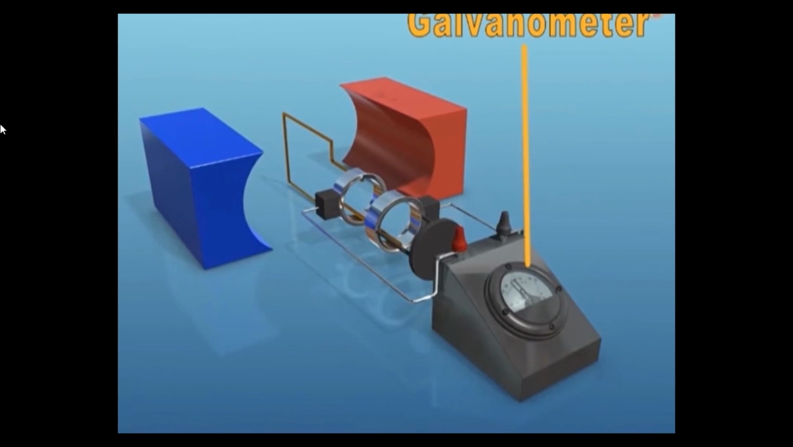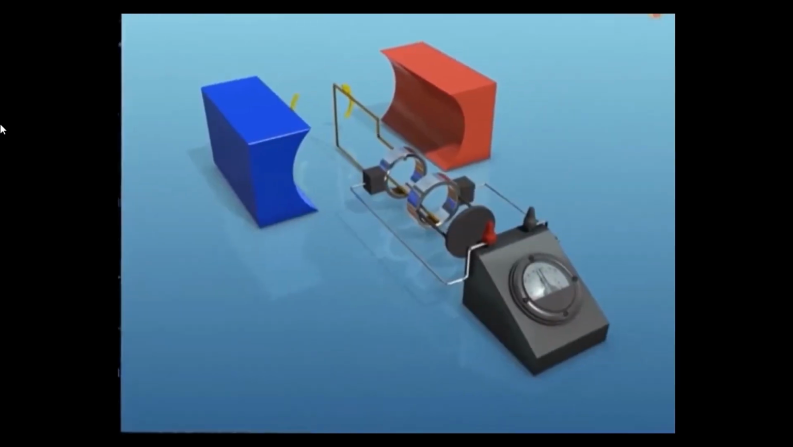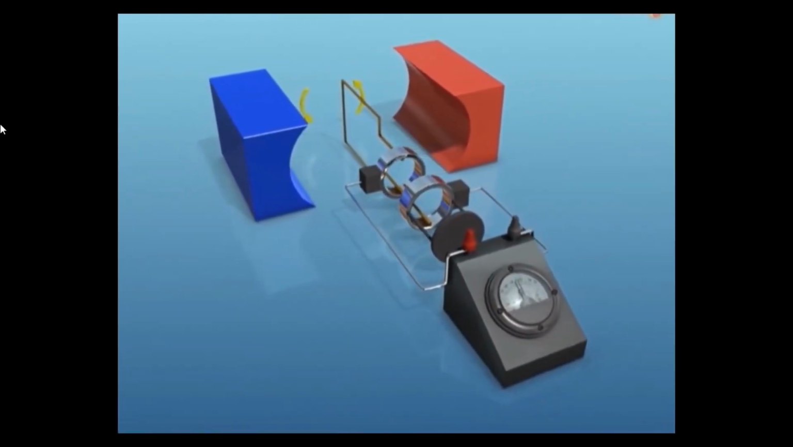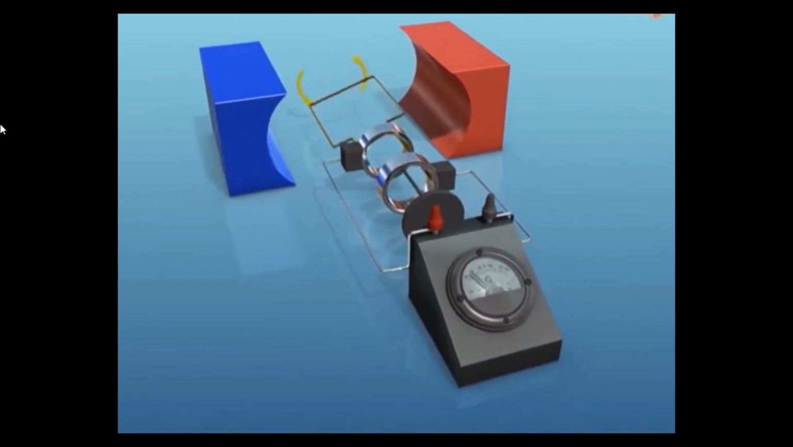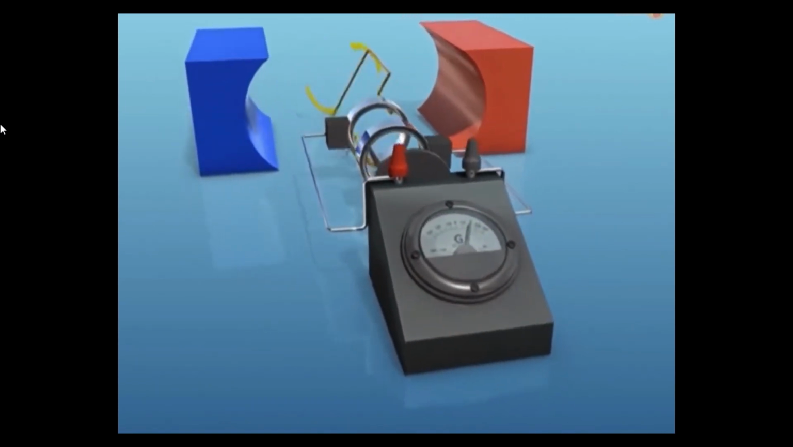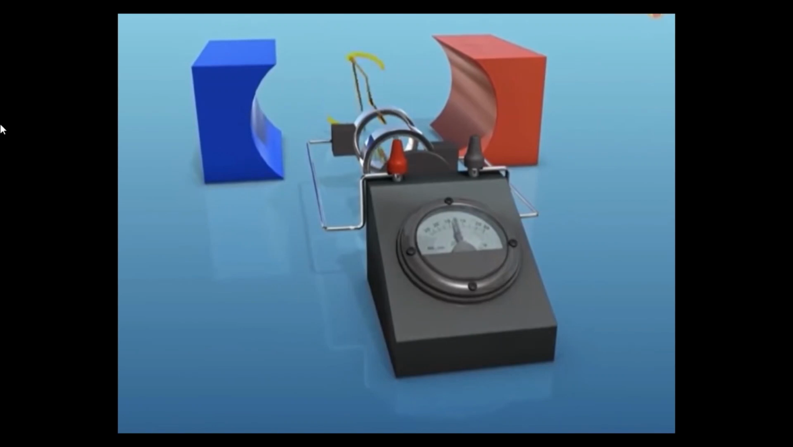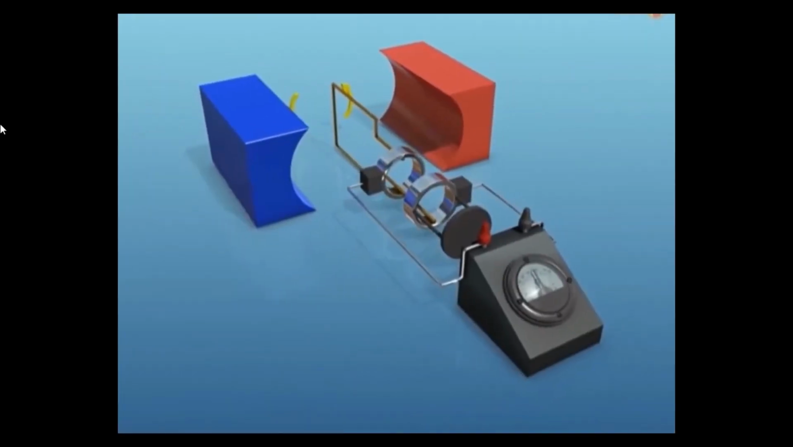When the coil is rotated between the pole pieces, a current is induced in the coil. The induced current is shown by the deflection of the galvanometer. This shows that the induced current is alternating. Now, let us see the working of the AC generator.